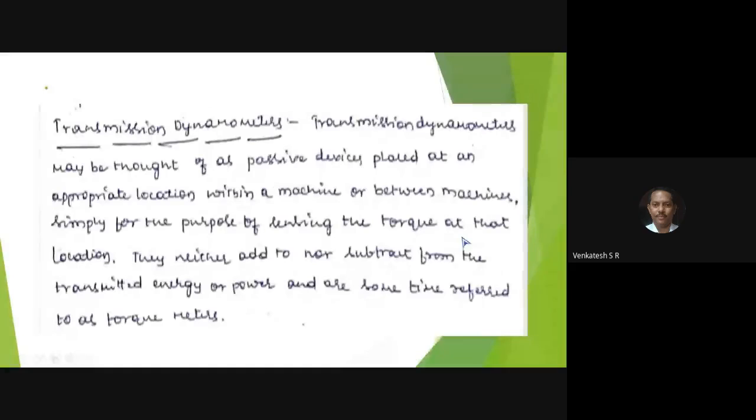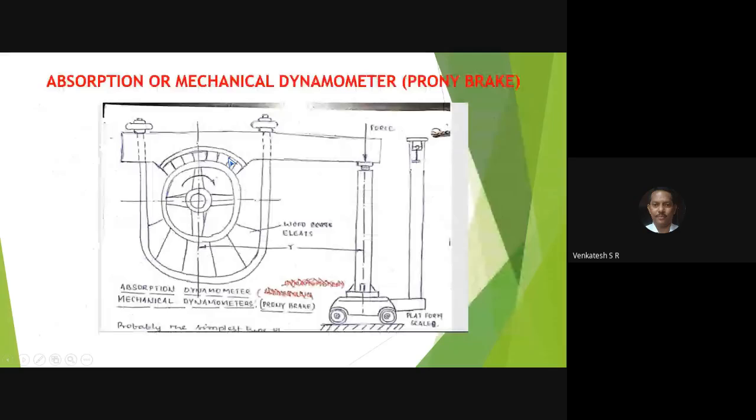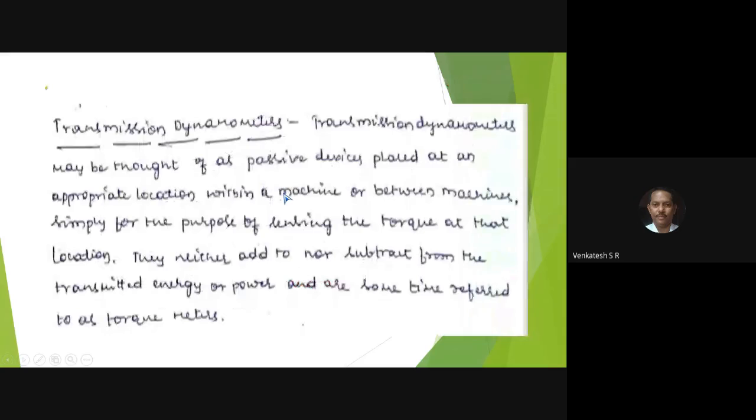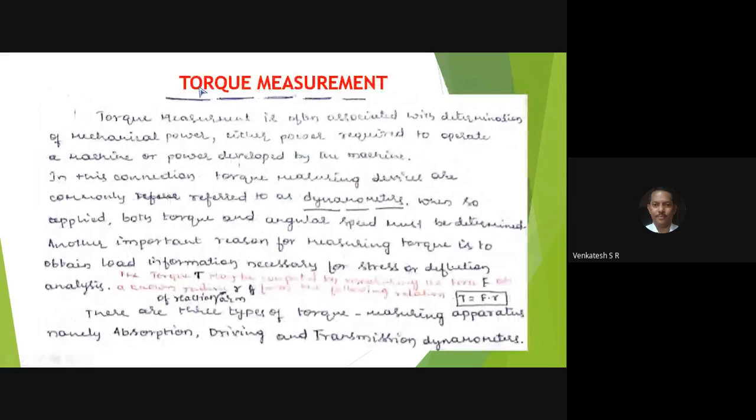Next come to the transmission dynamometer. Next come to the absorption or mechanical dynamometer. In turn, it is also called the Prony brake. Prony brake. Please, all of you, write down the question.